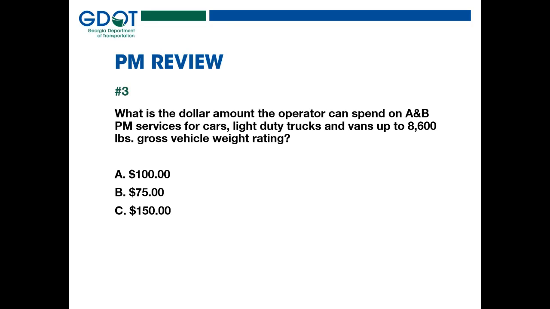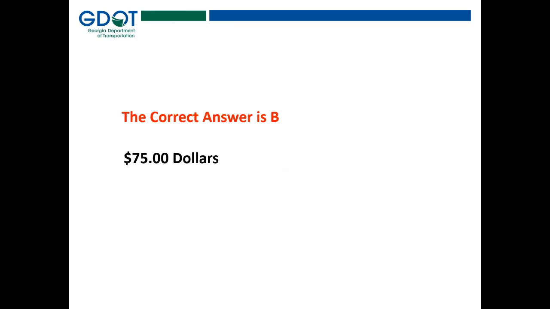What is the dollar amount the operator can spend on an A and B PM service for cars, light-duty trucks, and vans up to 8,600 pounds gross vehicle weight rating? A, $100, B, $75, or C, $150? The correct answer is B, $75.